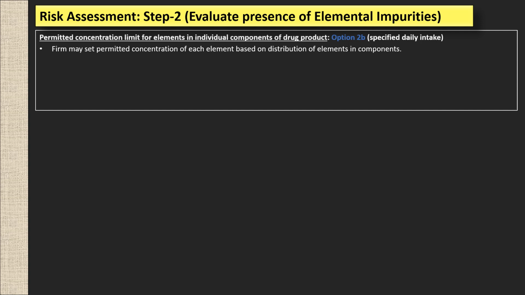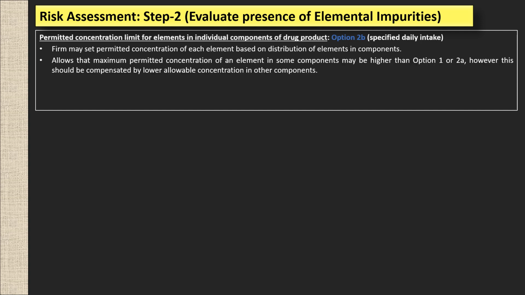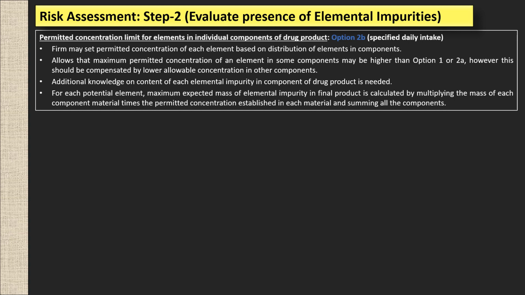So the firm may set permitted concentration of each element based on distribution of elemental impurities in the component. This allows the maximum permitted concentration of an element in some component to be higher than option 1 or 2A. However, this should be compensated by lower allowable concentration in other components. Additional knowledge on content of each elemental impurity in component of drug product is needed. For each elemental impurity, the maximum expected mass in the final product is calculated by multiplying the mass of each component material by the permitted concentration established in each material and summing all the components.